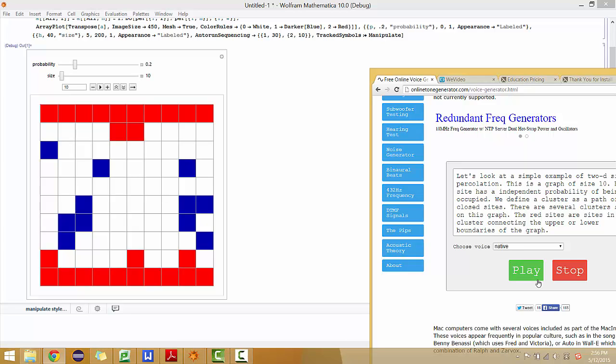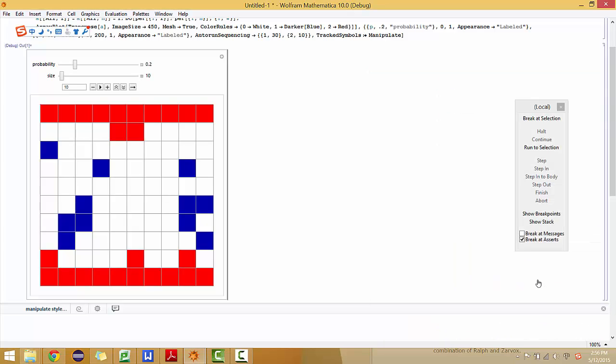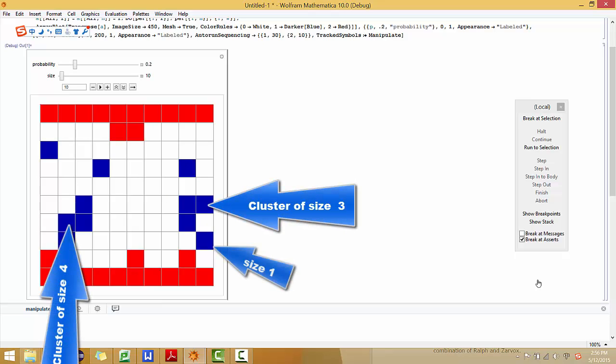Let's look at a simple example of 2D site percolation. This is a graph of size 10. Each site has an independent probability of being occupied. We define a cluster as a path of closed sites. There are several clusters shown on this graph.